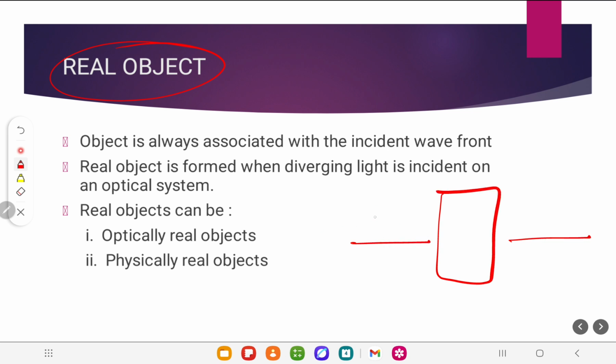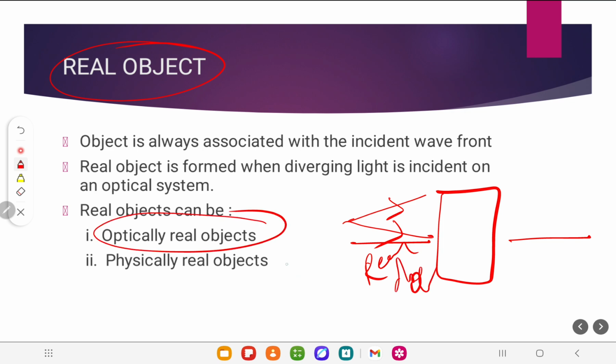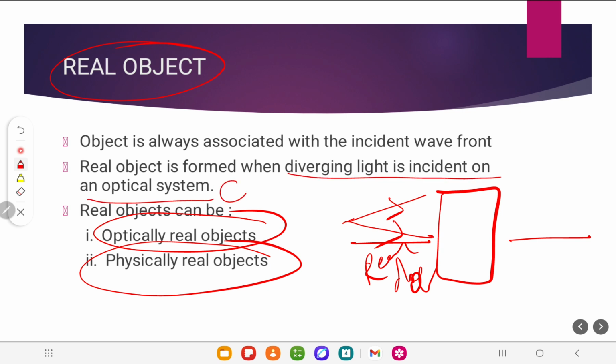In object space, if light is diverging, no matter what, it's a real object. Sometimes it's called an optically real object, sometimes a physically real object. Physically real objects are like humans, trees and all those things. So a real object is formed when diverging light is incident on the optical system. The incident point is in object space, isn't it? So it's diverging light in the object space. It's simply a real object.